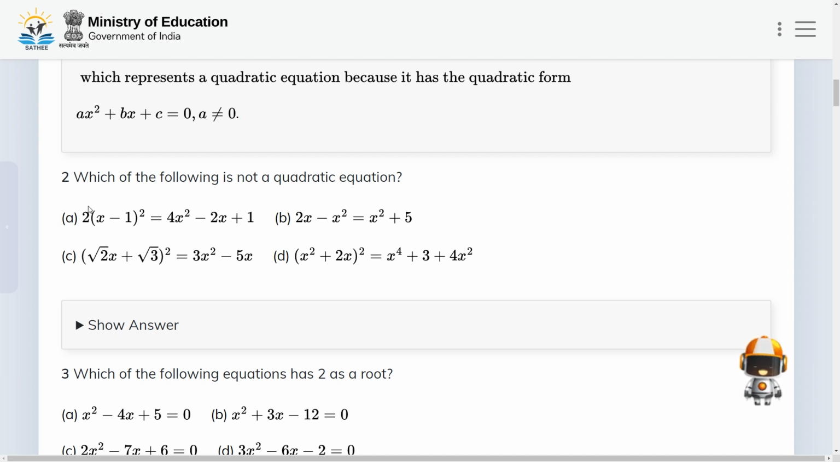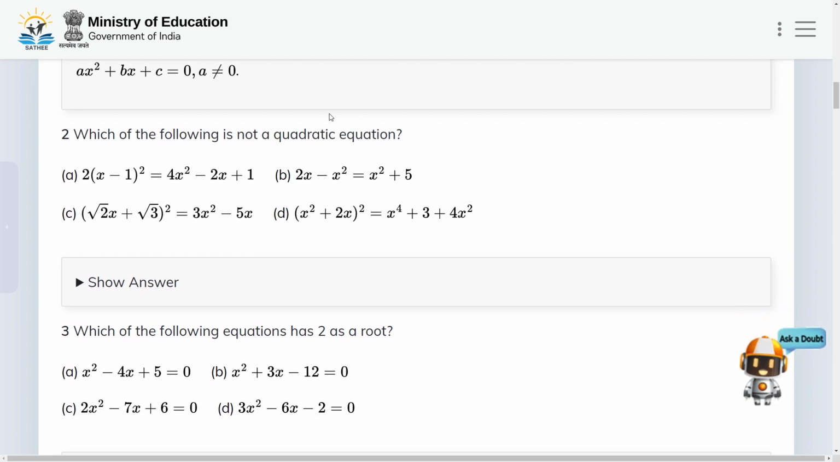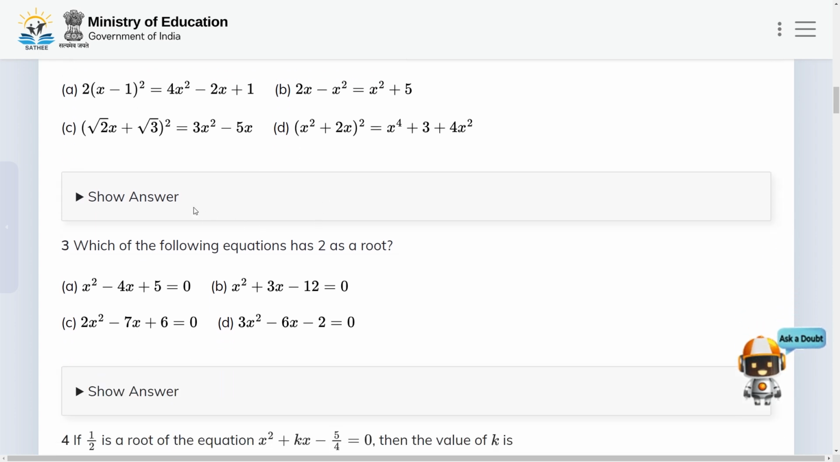In option A we have 2(x − 1)² = 4x² − 2x + 1. In option B we have 2x − x² = x² + 5. In option C we have (√2x + √3)² = 3x² − 5x. And in option D we have (x² + 2x)² = x⁴ + 3 + 4x². Let us check among these four options which one is not a quadratic equation.